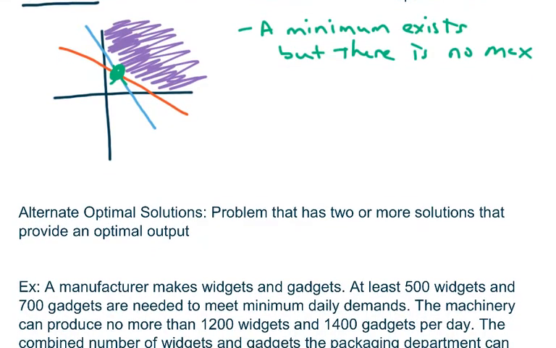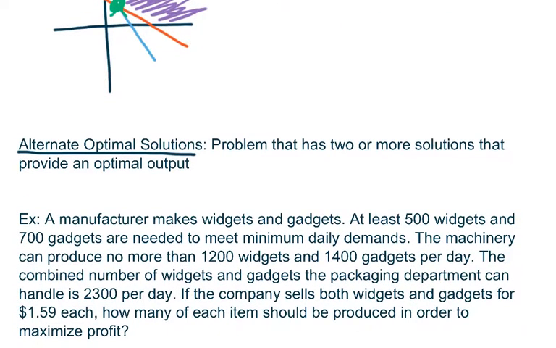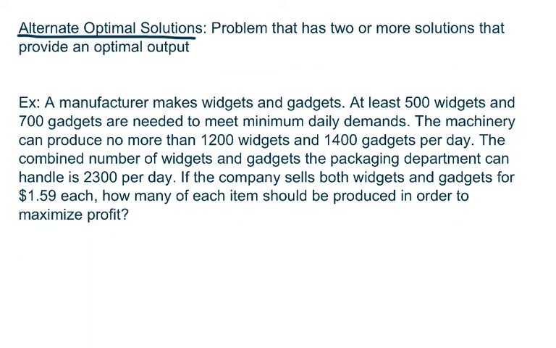You could have a situation where there is more than one optimal solution, and that's called alternate optimal solutions, a problem that has two or more solutions that provide an optimal output. And I've got an example of that right here. So a manufacturer makes widgets and gadgets. You can read the constraints from there. Again, if you want to read it to yourself, write it down, pause it, go ahead, and we'll pick it right back up.